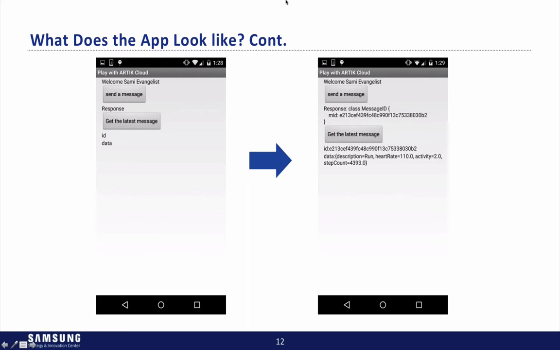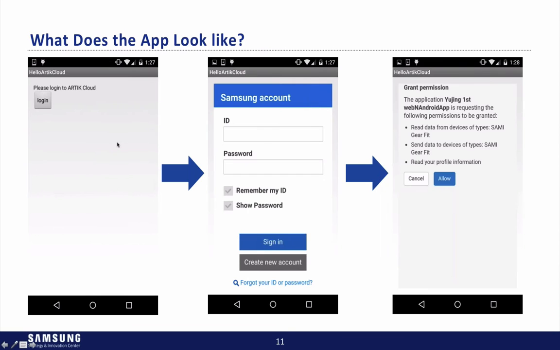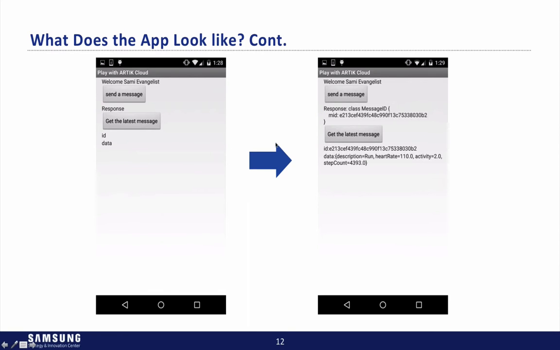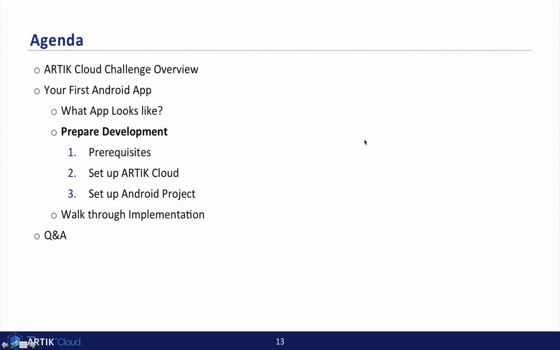After you log in, you will see this Play with ARTIK Cloud screen. The first line shows Welcome, followed by the login user's full name. Then you can click Send Message, which will send a message to ARTIK Cloud on behalf of the device whose device ID is hard-coded in the source code. You can also click Get Latest Message. It will get the message from ARTIK Cloud, which was sent by that source device. On the right side of the screen, it already shows an example of what the response looks like for the send message and for the get message.